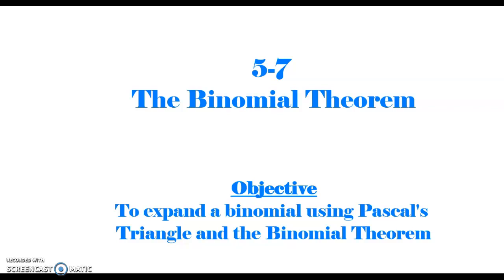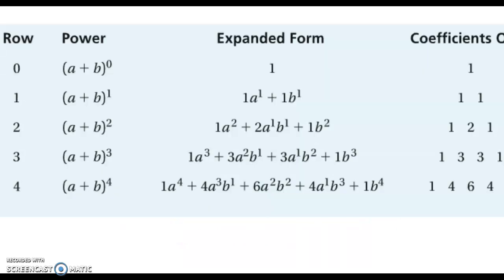Last section of the chapter, ladies and gentlemen. This is 5-7, the binomial theorem. This is another shortcut method to expand multiplying binomials.